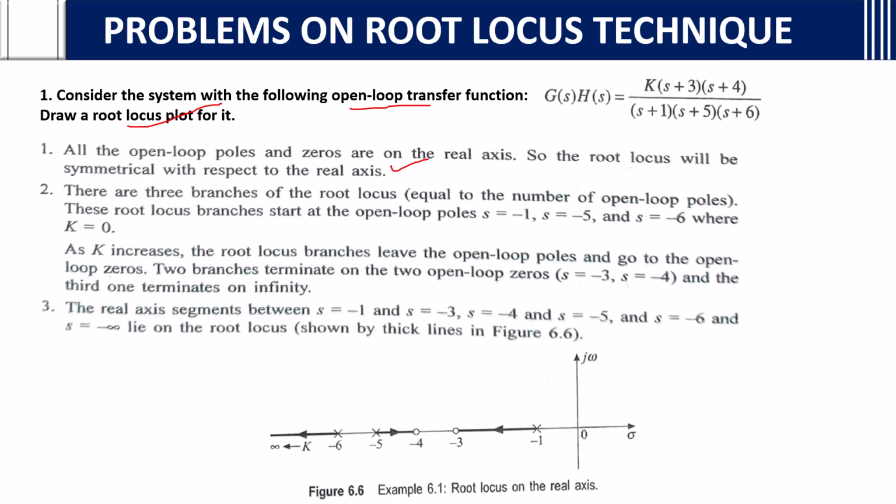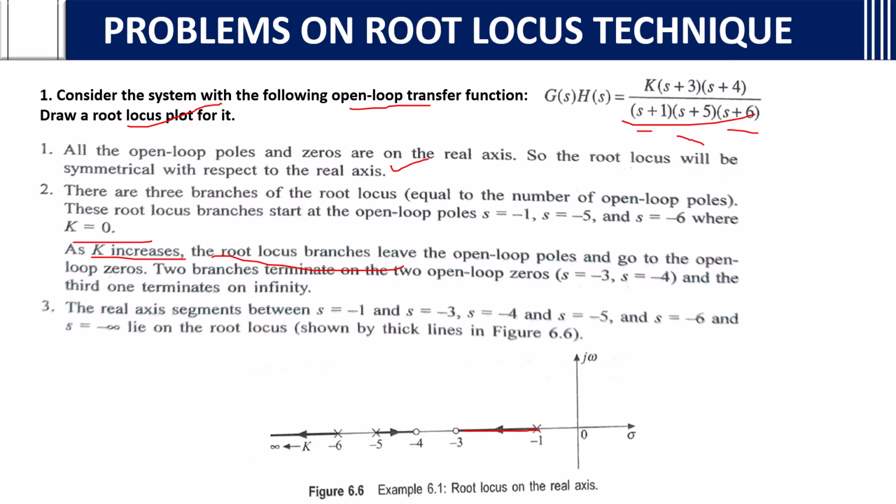These root locus branches start at the open loop poles s equals minus 1, s equals minus 5 and s equals minus 6. If you see here, s+1, s+5, s+6, so s will be equal to minus 1, minus 5 and minus 6, where K equals 0. As K is increasing, the root locus branches leave the open loop poles and go to the open loop zeros. From poles to zeros, they shift when K increases.